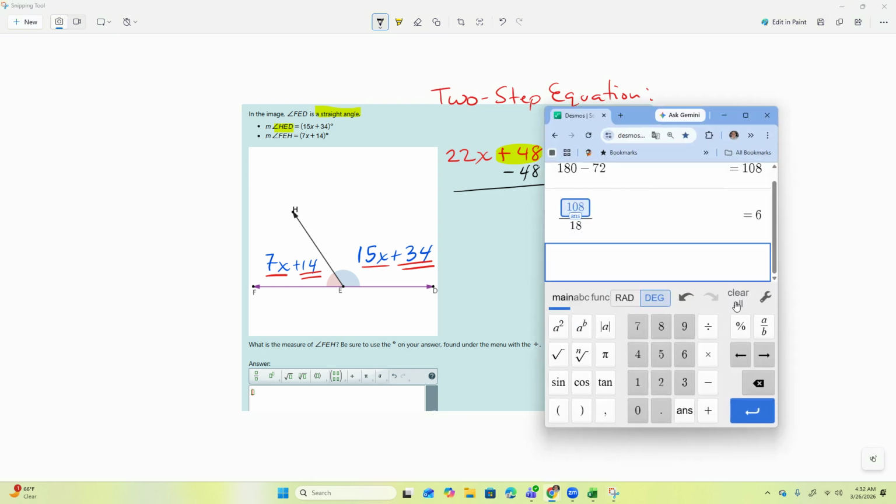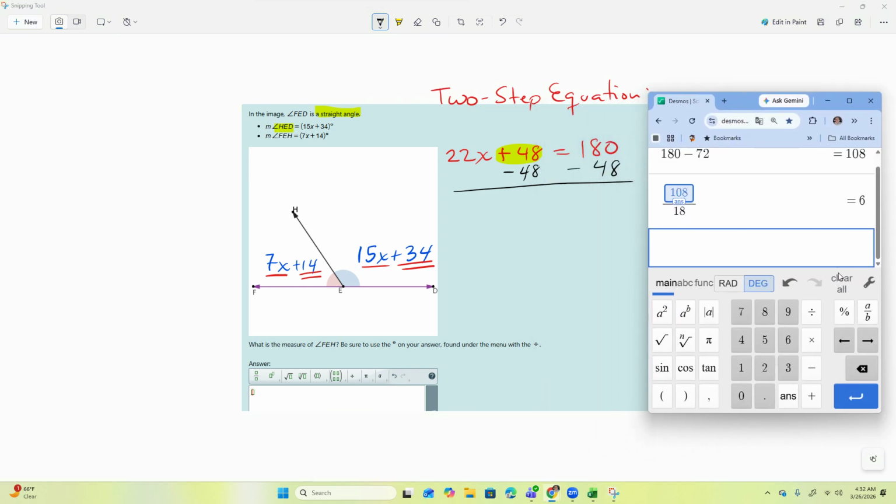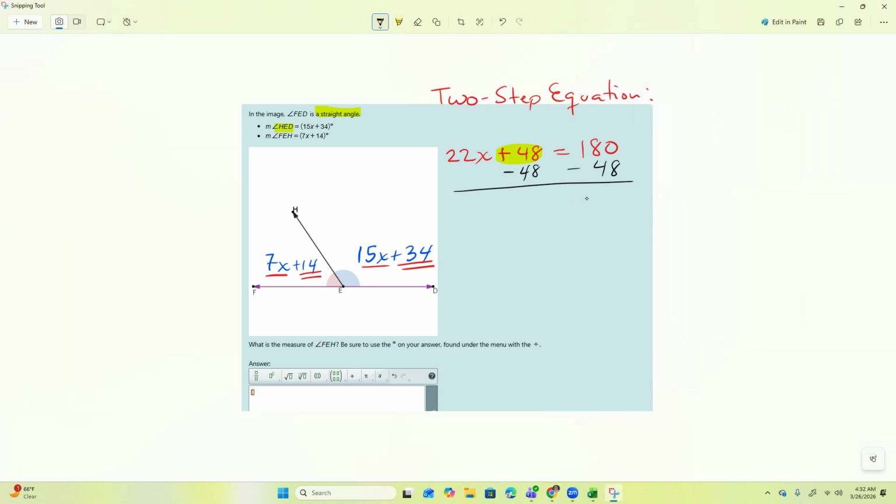Let me clear all of this. And in my calculator, I'm going to do 180 minus 48. And you can see I got 132. Okay. And 132 is equal, the 48s are gone, to the 22x that I still have left. Now I'm going to do my second step. What is my second step?